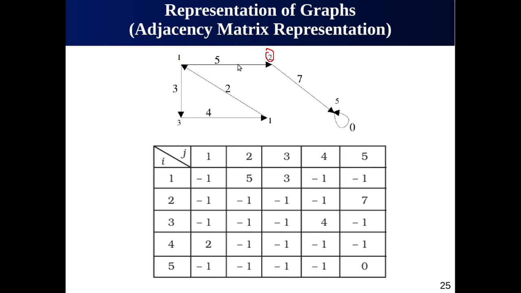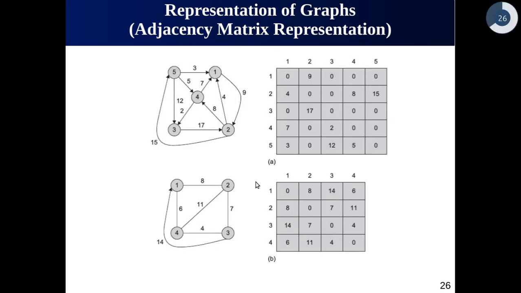Do we have a line from 2 to 1? No, we do not have. The value is -1. Do we have a line from 2 to 2, a cycle? No, we do not. Output is -1. Do we have a line from 2 to 3? No, we do not. From 2 to 4? No, we do not have. This is -1. Do we have a line from 2 to 5? Yes, we do have. And what is the cost? 7. So just write the cost of the line from 2 to 5. And the same is the case with other nodes. Some more examples you can try by yourself to get more practice.